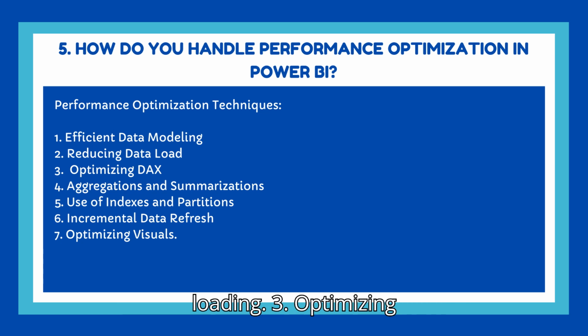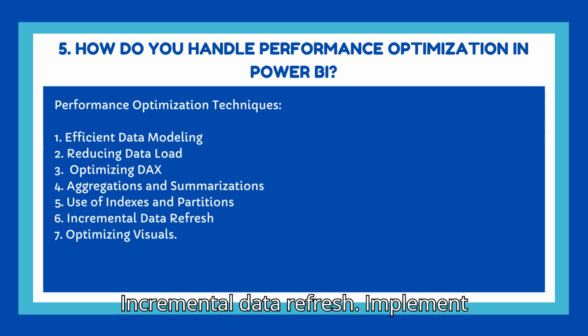3. Optimizing DAX. Avoid complex and nested DAX calculations. Use variables to store intermediate results. 4. Aggregations and summarizations. Pre-aggregate data when possible. Use summarized tables for large datasets. 5. Use of indexes and partitions. Ensure proper indexing on source databases. Partition large tables in the data source.